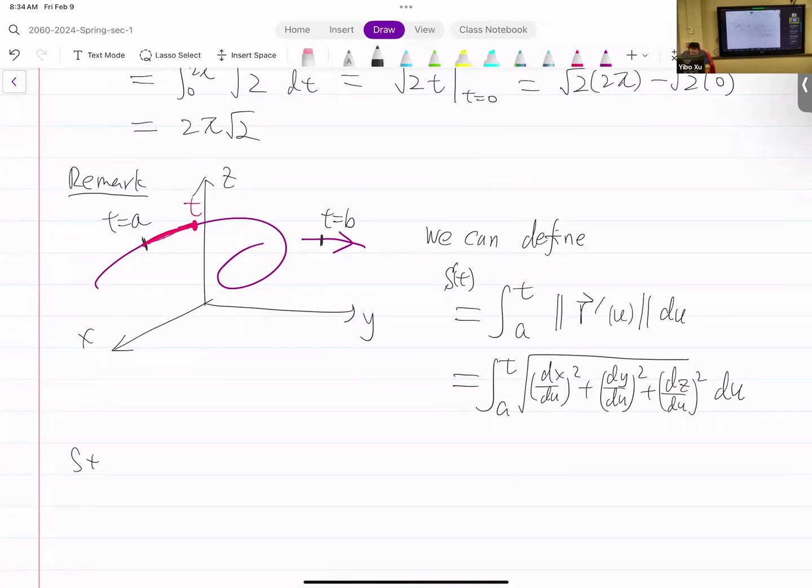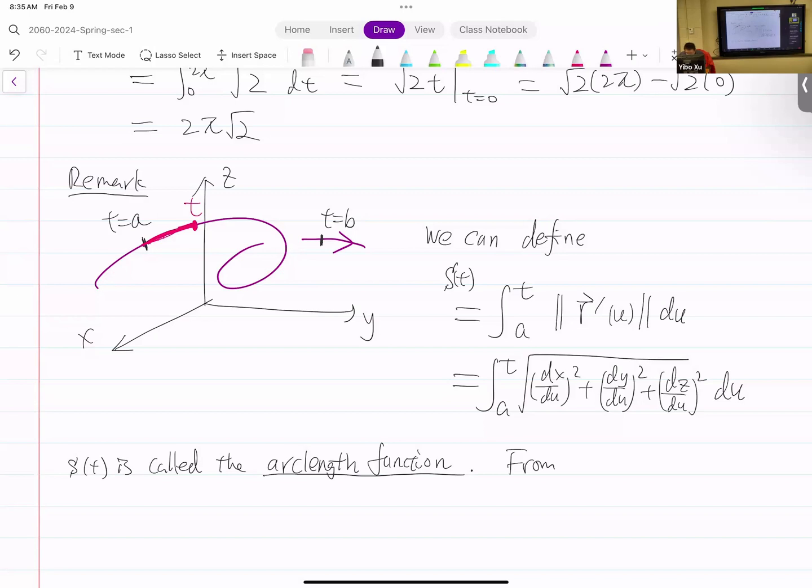So this s of t, this little s of t, is called the arc length function. So basically it calculates, starting from the time point a to time point t, the arc length that you have traveled along the space curve. Okay?